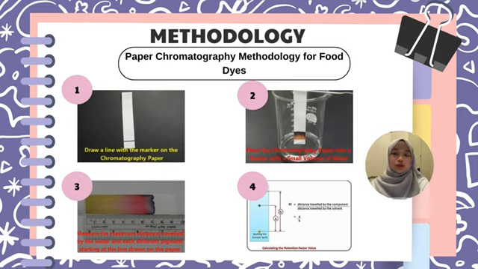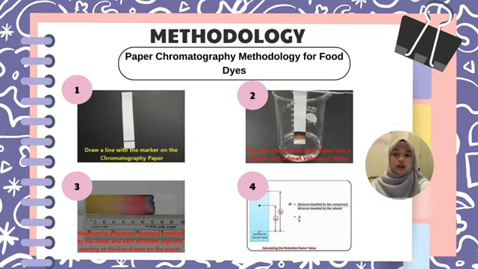Using capillary tubes or micropipettes, apply small spots of each solution onto the pencil line on the paper strip. Allow the spots to dry completely. Insert the paper strip vertically into the chamber, ensuring that the pencil line is above the solvent level. Close the chamber to prevent solvent evaporation and allow the solvent to migrate up the paper via capillary action. Allow the solvent to move up the paper strip until it reaches near the top, but not too close to the edge of the paper, and remove the paper strip from the chamber and mark the solvent front immediately.